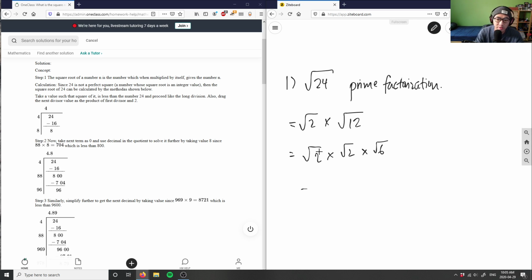But this answer here is simply 2 root 6. The square roots of 2 cancel out, so we have simply the square root of 2 times the square root of 2, which is obviously just 2, and 2 root 6 here would be our answer for this problem.